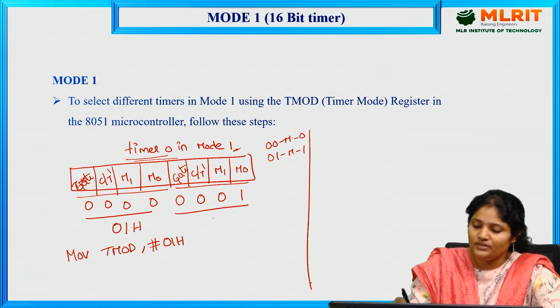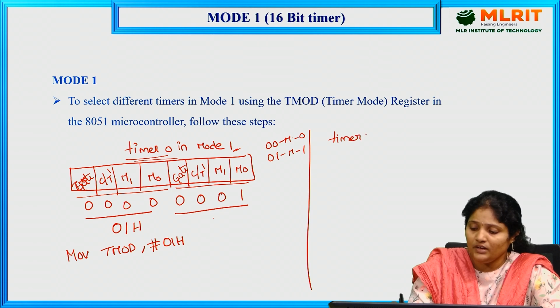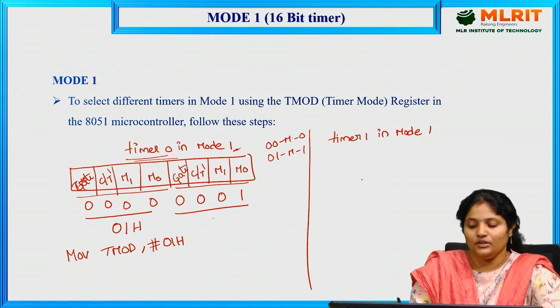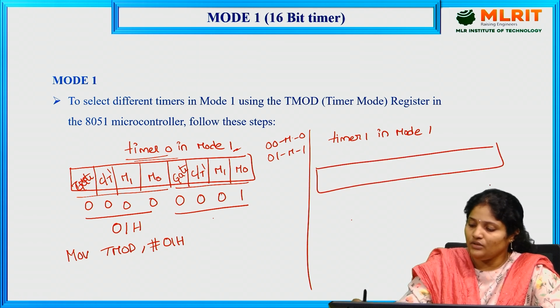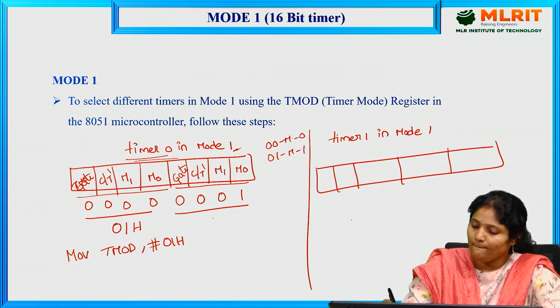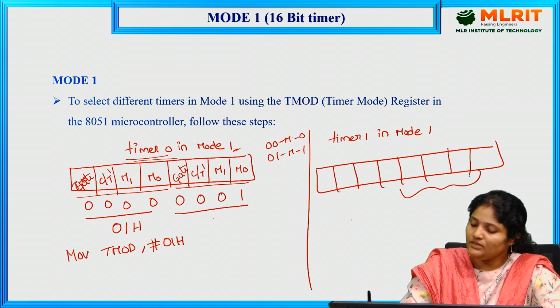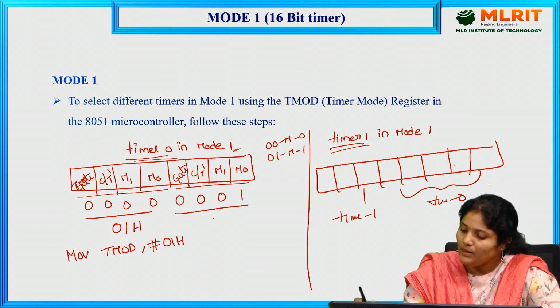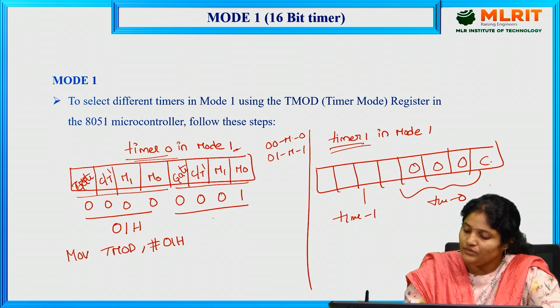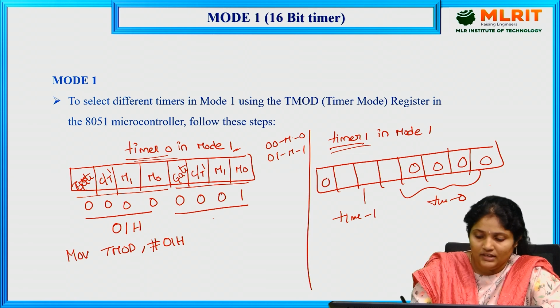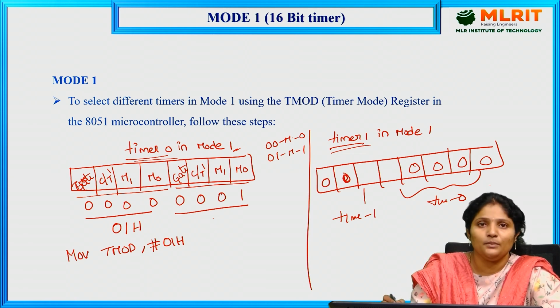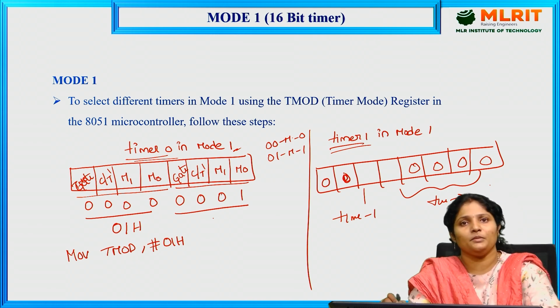Okay. Now see, if I want to select timer 1 in mode 1, what do I need to do? Same thing. First I need to check. Here this part will be used for timer 0 and this part will be used for timer 1. Now I am using timer 1, right? So the timer 0 values will always be four zeros. Now in timer 1, the first one is gate. I am using software. The next one is also 0 because C by T bar is 0, so only timers will be selected.